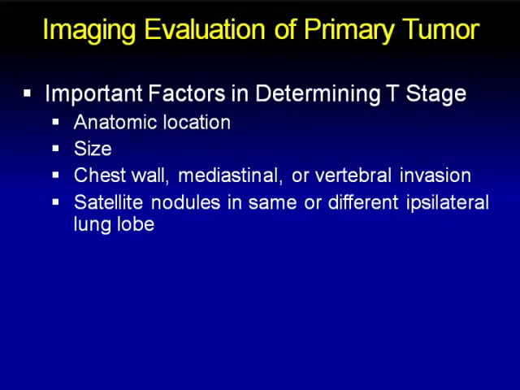In terms of the important imaging evaluation of the primary tumor, these are the things that matter for the T-stage. The T-stage is really more anatomic. So we look at the anatomic location, where in the lungs it is, how big it is, and whether there is invasion of the chest wall, the mediastinum, or even vertebrae. Also, are there other nodules, at least for the T-stage, in the same lobe or in the same lung but a different lobe? We'll go through that as well.